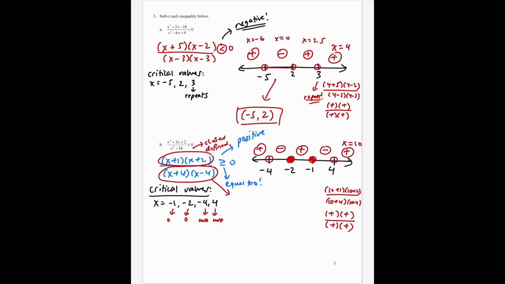And what did we want? We wanted the positives. So we shade in this area, and this area. Here, here, here. So our solution should be negative infinity to negative 4, parentheses, union, negative 2 to negative 1, square brackets, union, 4 to infinity. And we are done.